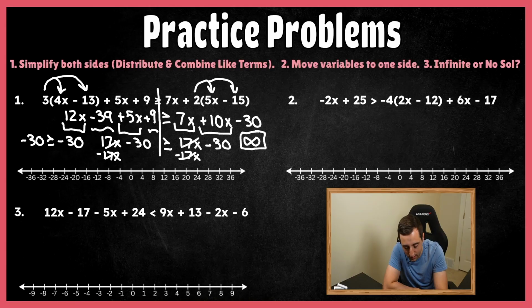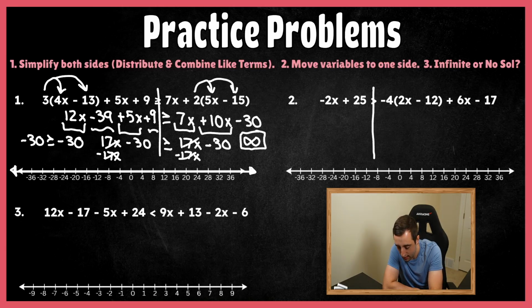And then our graph, we're going to have our 2 arrow tips again, one on the far left, one on the far right. And all of our numbers are going to be a correct solution for this inequality for number 1. So if you got this right, very, very nice job. Now let's go ahead and move on over to number 2.